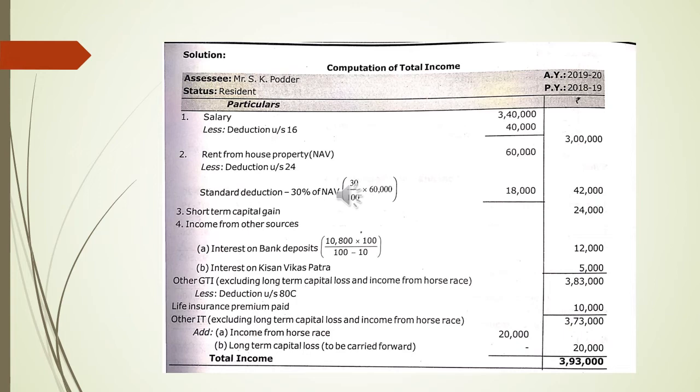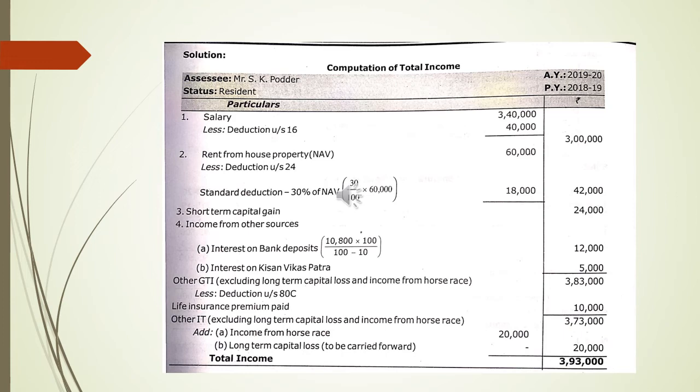So we'll take it into the outer column. Rent from house property is given, which is nothing but your net annual value. You should remember your 5th semester income tax provisions. Out of this NAV, you have to give deduction under section 24. That means 30% of NAV as standard deduction. 30% of your NAV, 60,000, comes to 18,000. So after subtracting deductions, your taxable income from house property is 42,000. So take it into the outer column.